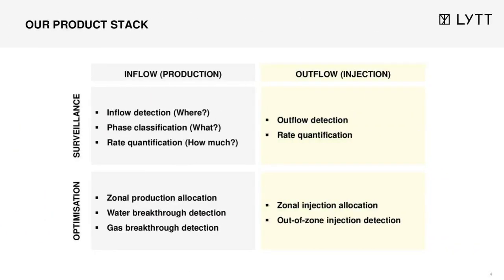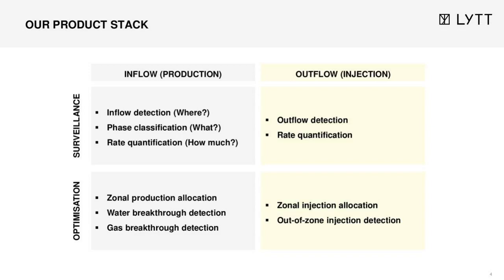So what we have just looked at is one of our inflow surveillance products. It just detects where the inflow is coming from. So in simple terms, it answers the where question, and we call it our inflow detection product. You see it in the top left box. Those of you who watched Prad's webinar will remember he also mentioned the other two questions that we're trying to answer: what and how much. So our products for these questions are phase classification and rate quantification. Altogether, these three make our inflow surveillance stack.